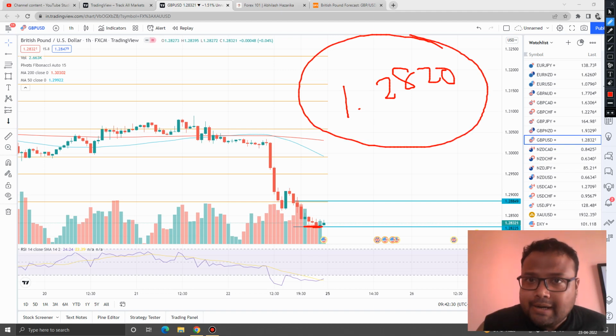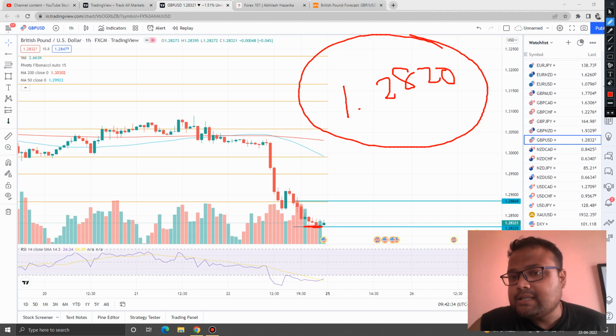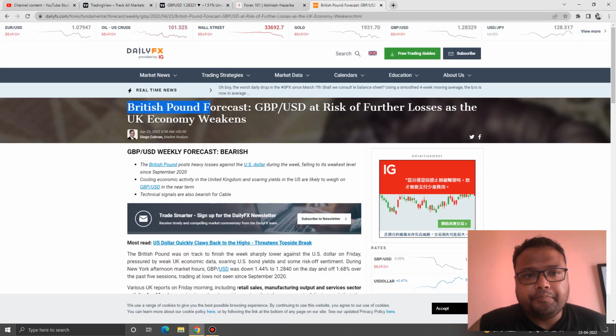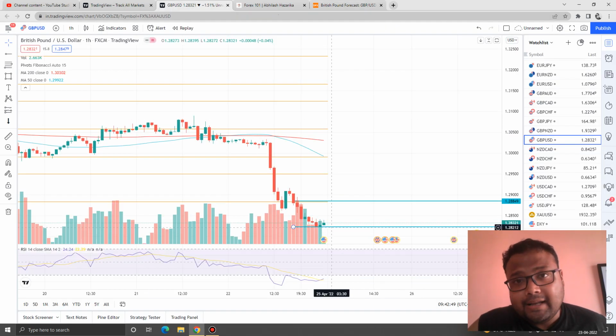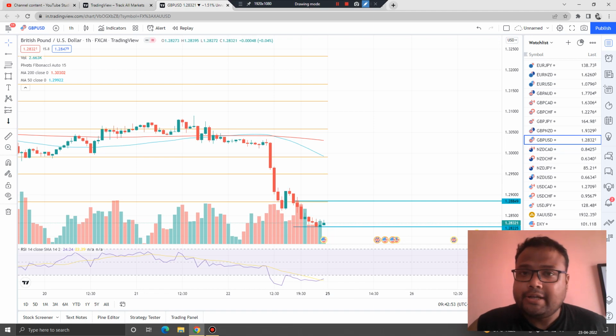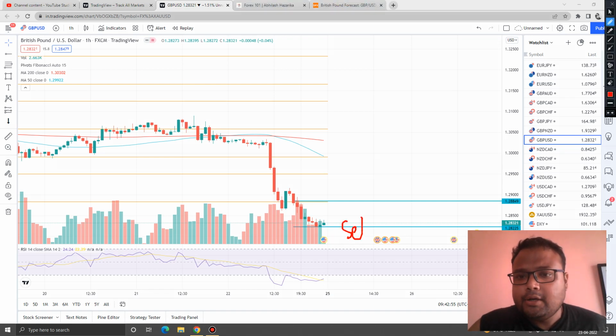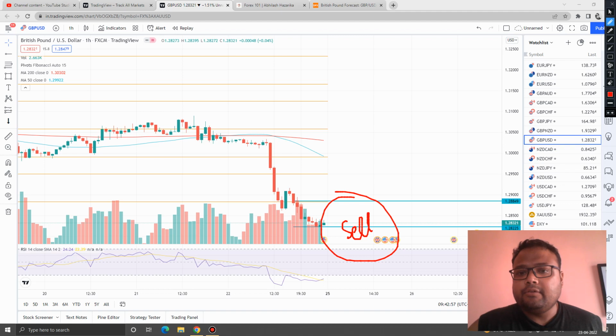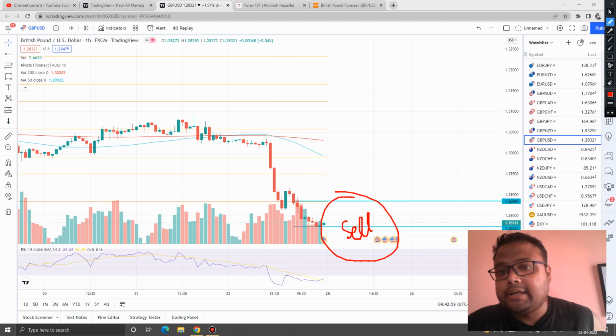On Monday, if the market breaks this particular level and starts going down again, then the selling may continue. And as I have already shown you in the report, GBPUSD is at risk of further losses. So if the downside continues, then obviously the market will break the level 1.2820 and fall, and you can take a sell position as well. Sell below this level, if the market breaks the level and starts falling again.